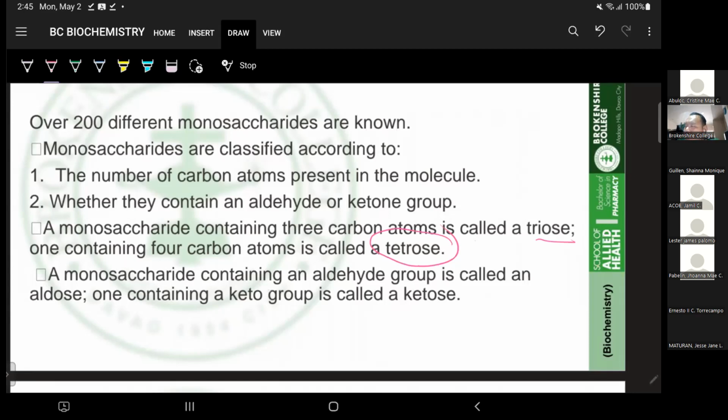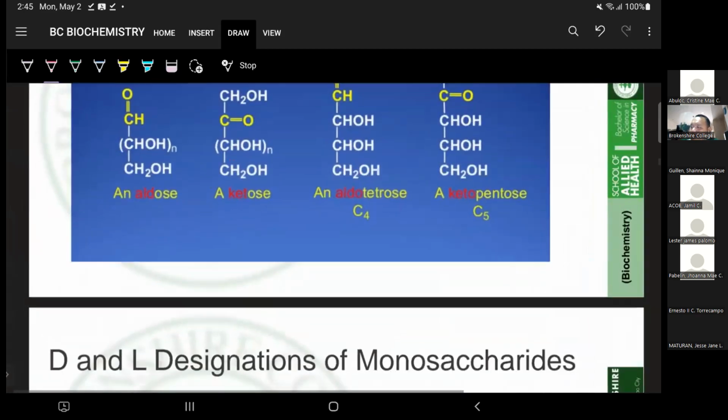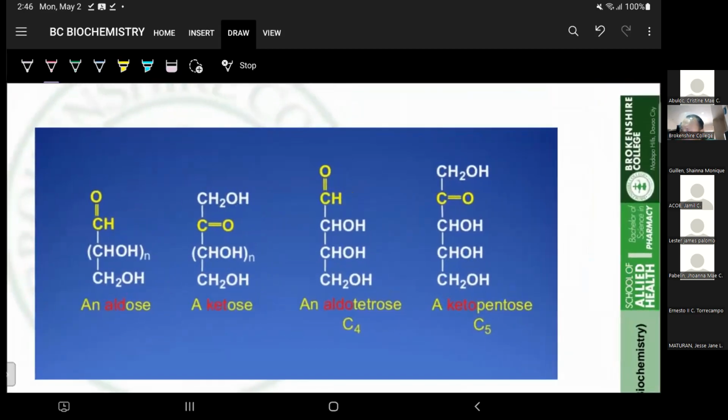Then we have a monosaccharide containing an aldehyde group, which is called an aldose, and one with a keto group is known as a ketose. So later on, we'll see a structure of this one. So let's proceed here. So we have an aldose. This is your R, and R C double bond O H, or rather R CHO. This is your R, the hydrocarbon chain, and then CHO, R CHO.